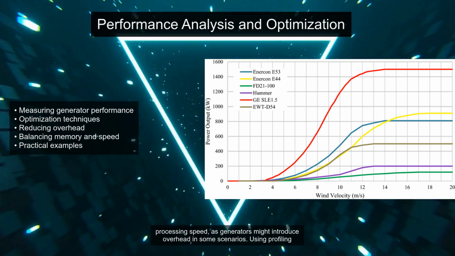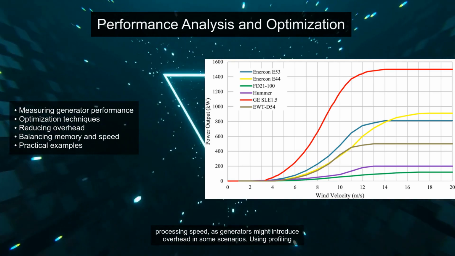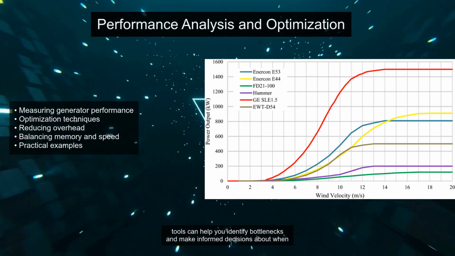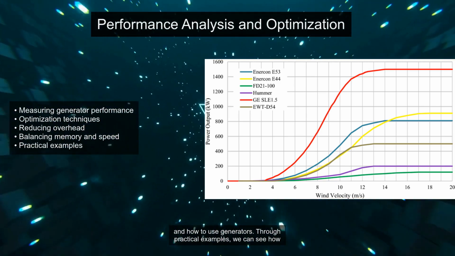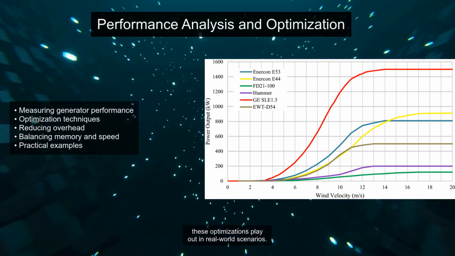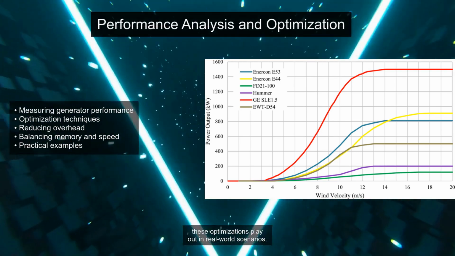It's essential to balance memory efficiency with processing speed, as generators might introduce overhead in some scenarios. Using profiling tools can help you identify bottlenecks and make informed decisions about when and how to use generators. Through practical examples, we can see how these optimizations play out in real-world scenarios.